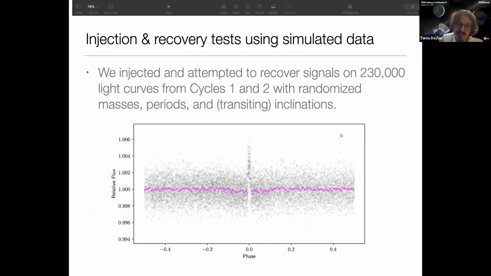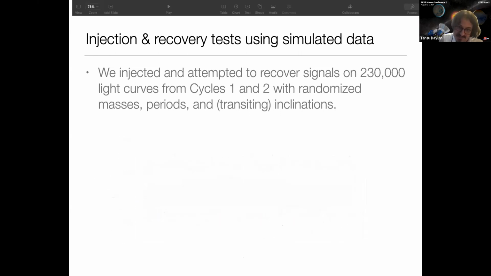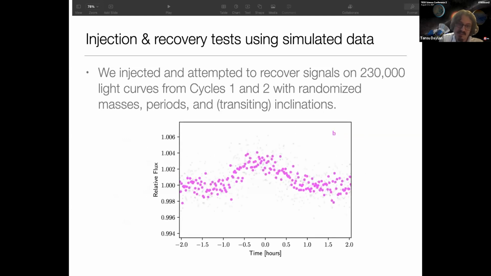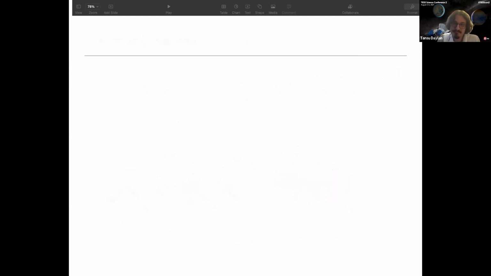This is a simulated example that actually passes our thresholds to be a candidate. When we phase fold, we get the pulse, and if you zoom in, you actually see a nice pulse that's been detected.